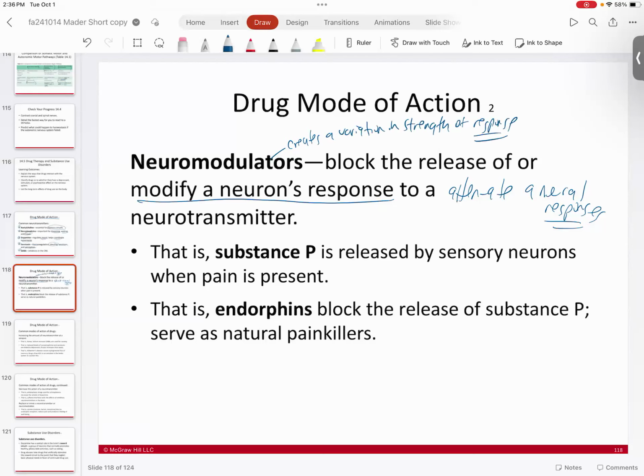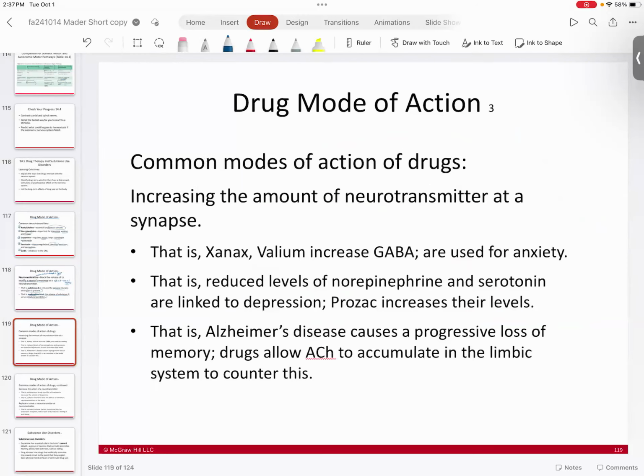So for instance, substance P is a type of neuromodulator that's released by sensory neurons, and it's typically released when pain is present to reinforce that signal. Endorphins are a type of neuromodulator that blocks the release of substance P, and so these are natural painkillers. Morphine, which comes from opium, is a type of endorphin mimic. That's the reason why it's oftentimes used for pain management.